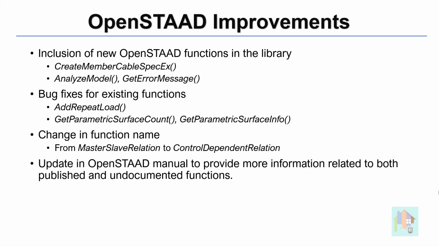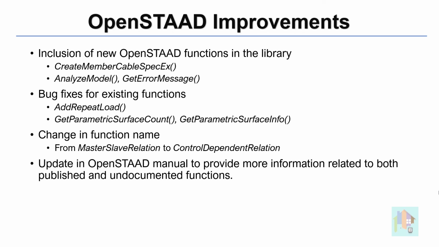There is a change in function name for master slave specification, which is now modified to control dependent relation. This will affect your old OpenSTAAD codes with the master slave command. Also, the manual has been updated to provide additional information for published and undocumented functions. If you work with custom OpenSTAAD codes, then I suggest you check the OpenSTAAD manual available with this version for more details.